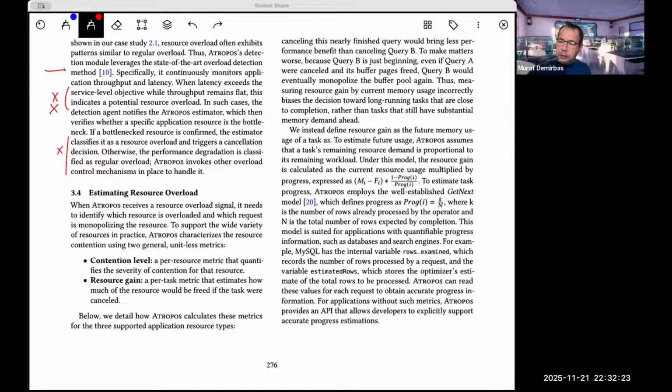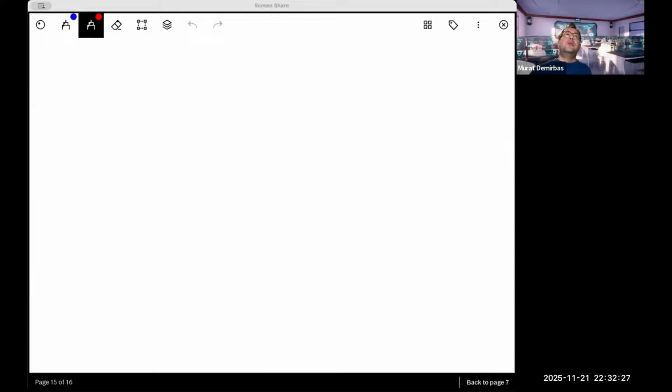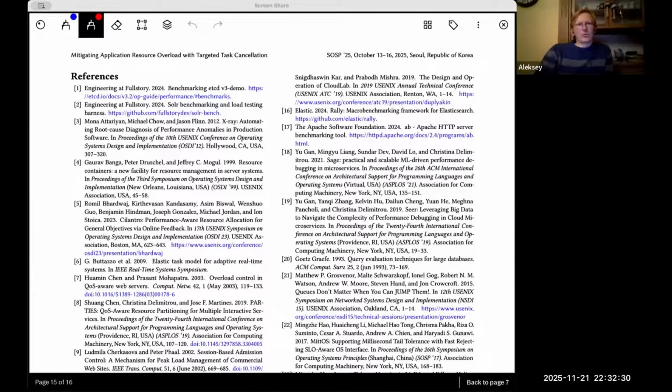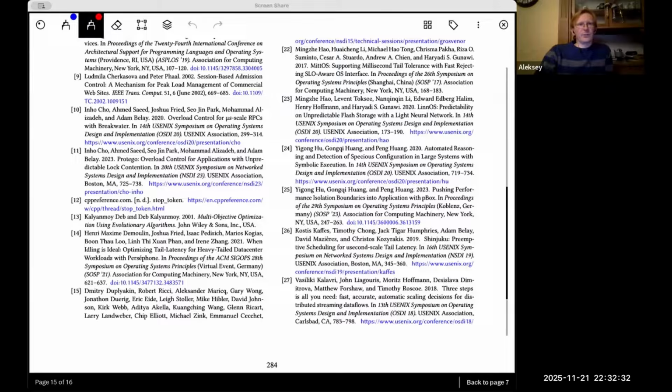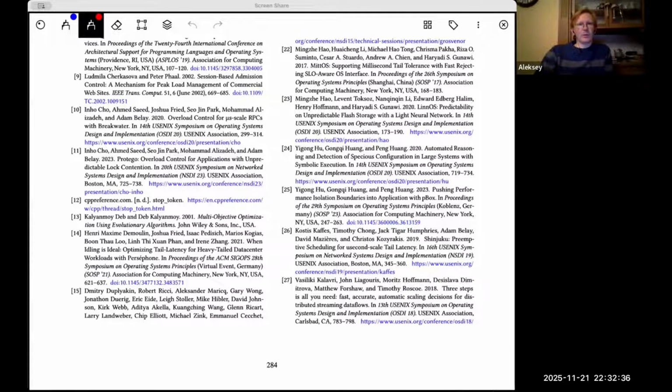What is this state-of-the-art overload detection method? Overload control for microscale RPCs with Breakwater. OSDI 20. Interesting.